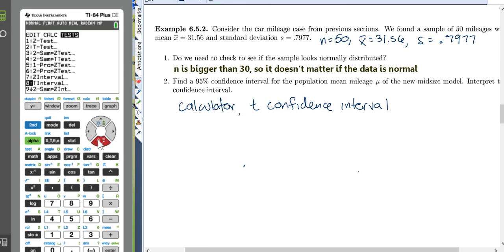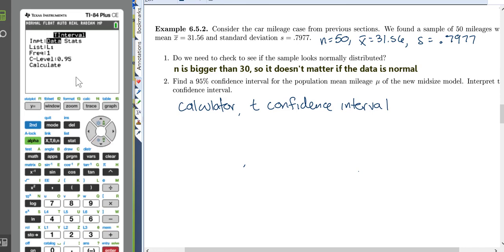Go down until you see a t interval. You might also notice there's a z interval, and you might figure out, oh, everything we did by hand in the last section, we could probably do with our calculator. That is true. It's good to practice some things by hand, but if you want to switch and use your calculator now, you can. But right now we're interested in a t interval.